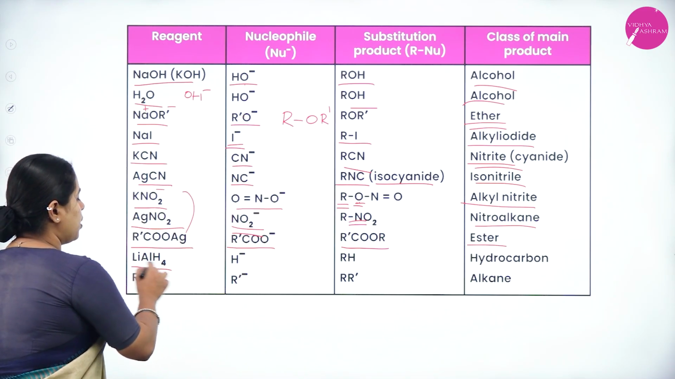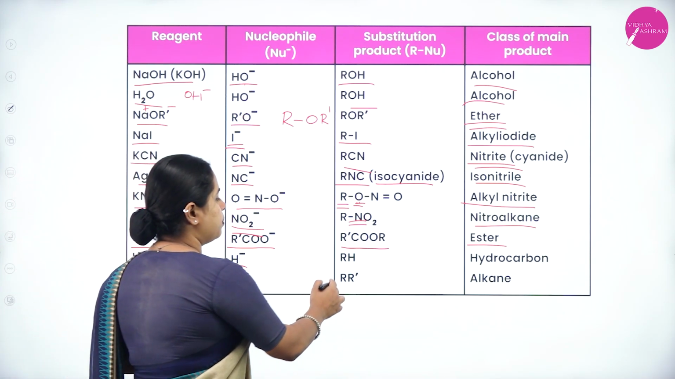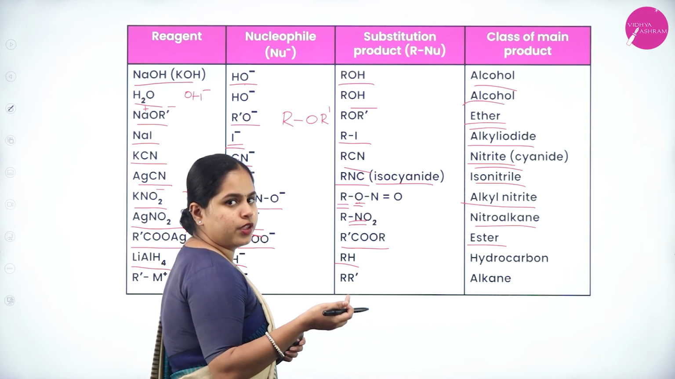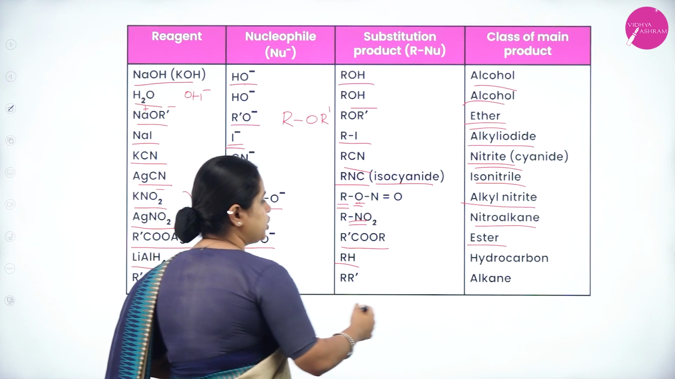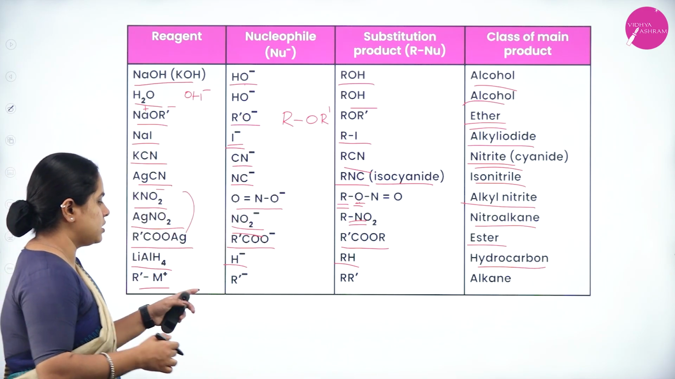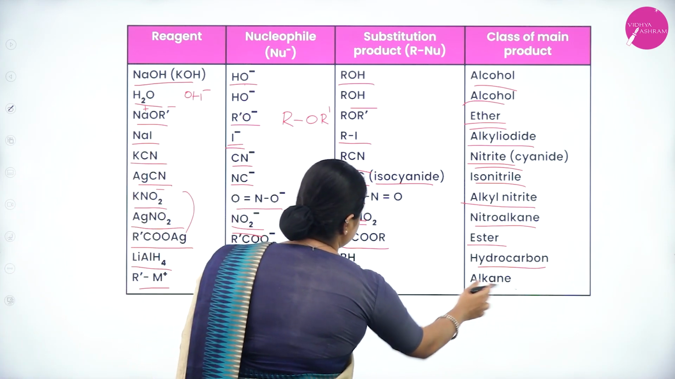The next one is lithium aluminium hydride, LiAlH4. H minus is the nucleophile here. It binds with the alkyl group, substitutes in place of the halogen, and forms RH. You'll get a hydrocarbon, right? The last one is RM plus. The R minus will be the nucleophile. RR will be formed, which is an alkane.